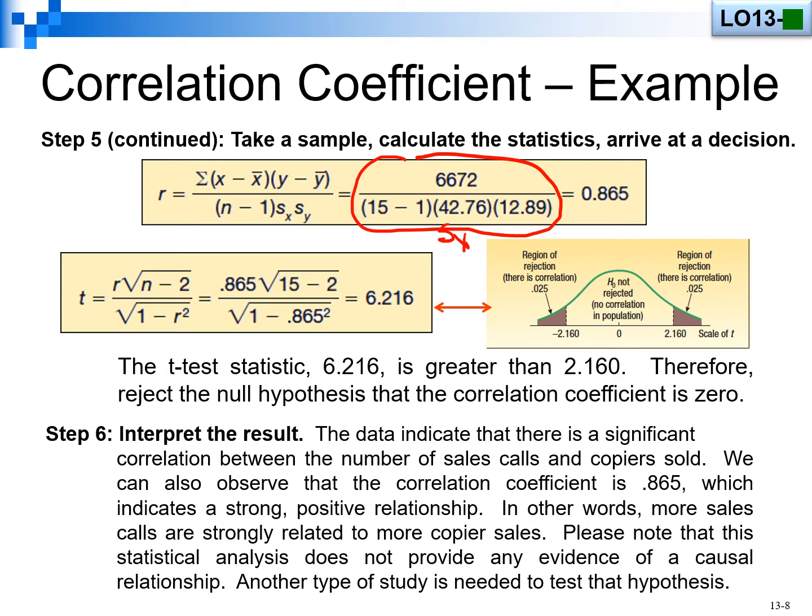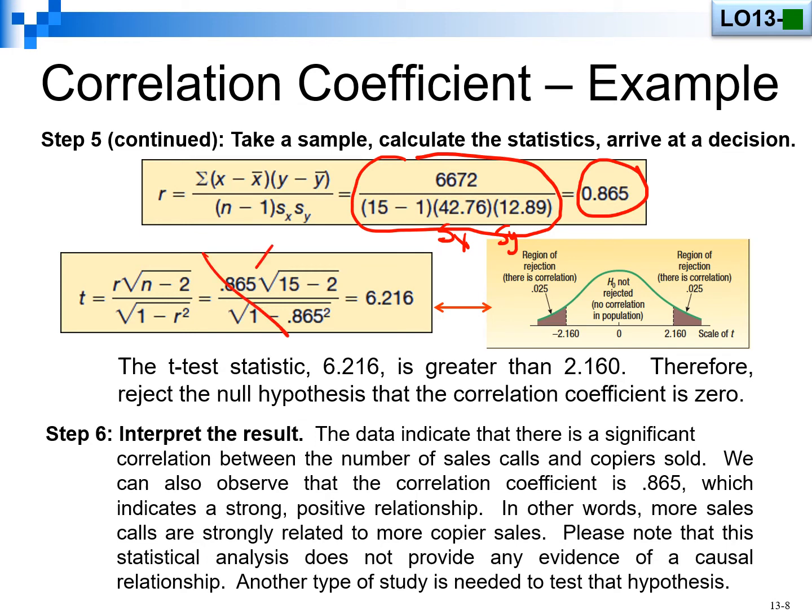And so notice the sample size was 15 minus 1. Here's your standard deviation of x times the standard deviation of y. And then here's going to be the correlation coefficient. Notice it's a pretty strong one because 0.865 is very close to 1. So you'd probably indicate that in this case, this is a very strong positive relationship.